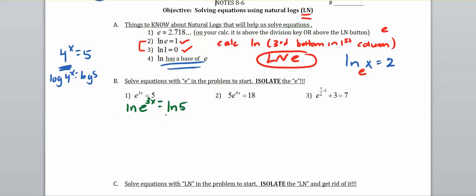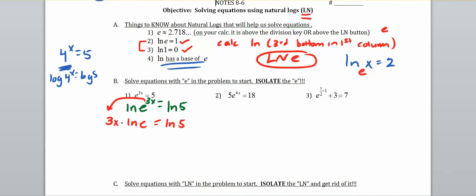I'm allowed to do it as long as I make the left side and the right side equal. The reason we do that is because natural log properties are the same as common log properties. Whenever I have an exponent up top, I can move it out front. So I'm going to make it 3x times natural log of e is equal to natural log of 5. What's easier about natural log equations is that with common log equations, I usually had to divide by that log. But what's super awesome is, let's go back and look at right here.